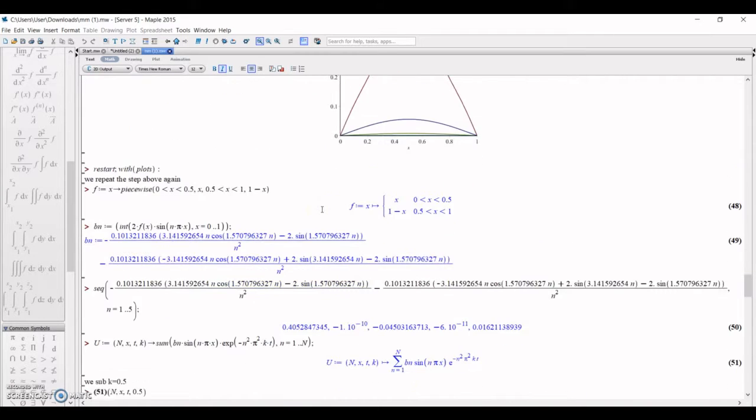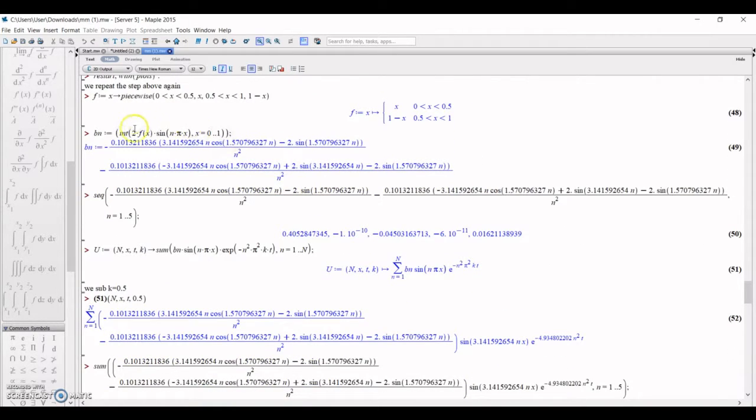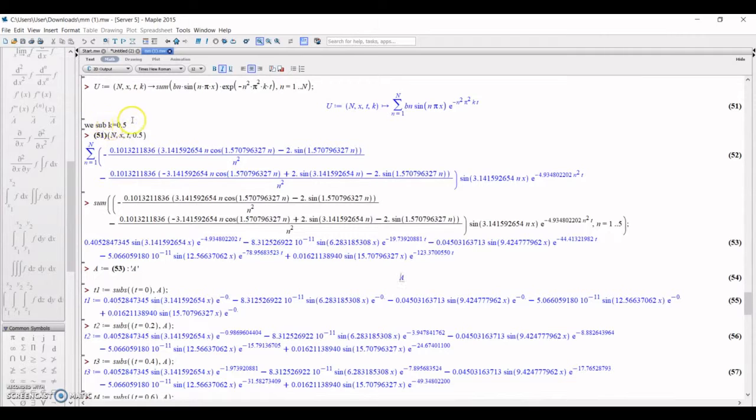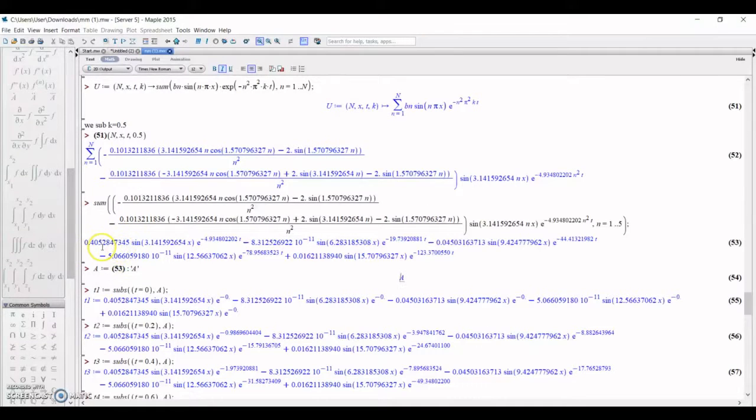So after this, we repeat the code just now. We key in, just the difference is k. This time we substitute k equals to 0.5. Then again, after we get this equation, we sum the first 5 terms. So we'll get this. This is the first 5 terms of n with k equals to 0.5.